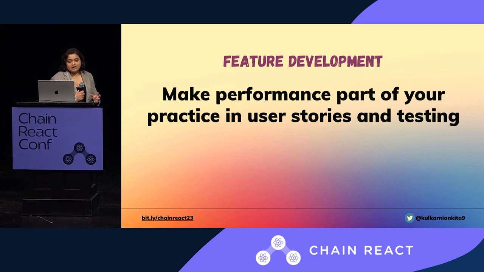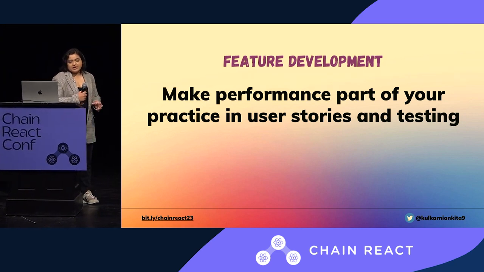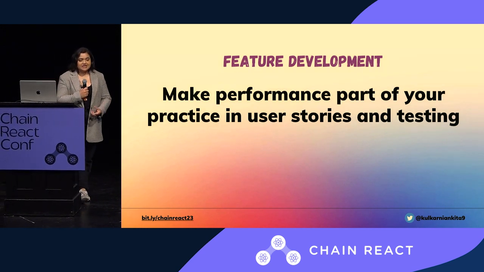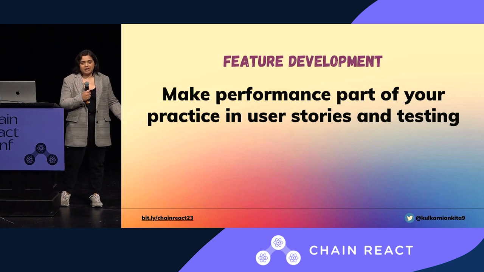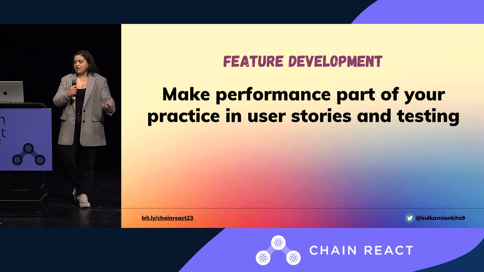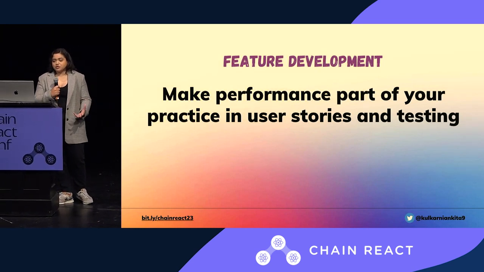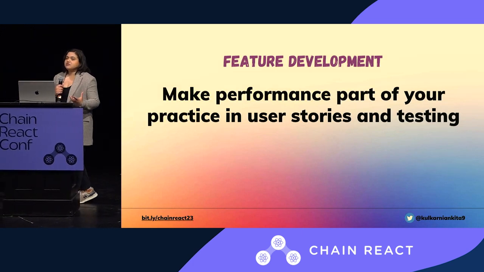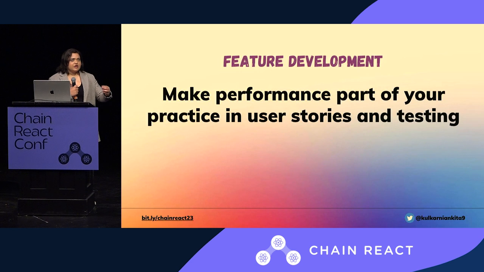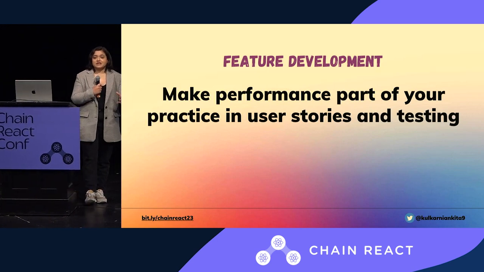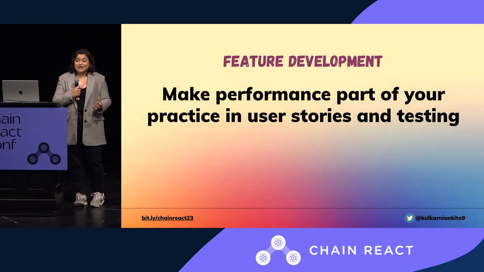And lastly, I want to leave you with this: make sure that you make performance part of your practice in user stories and testing. Don't wait for performance to be a bottleneck. Just like how we think about accessibility, we don't want to think of it as an afterthought, as some of the other speakers have mentioned. We also want to make sure that performance doesn't become an afterthought, and that it becomes part of your user stories. You can start after every feature, or as you build these stories and put up pull requests, you can start giving feedback to each other and think of performance from the get-go.